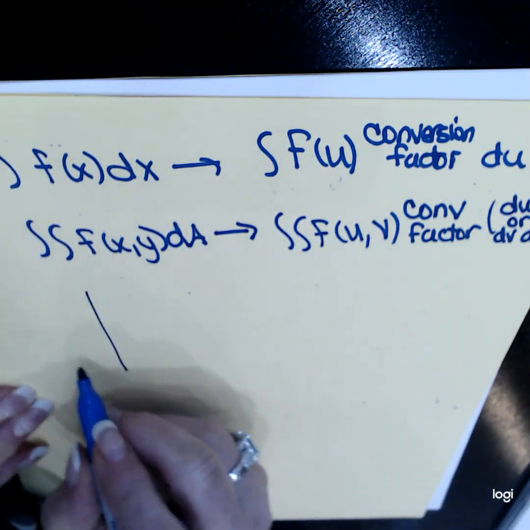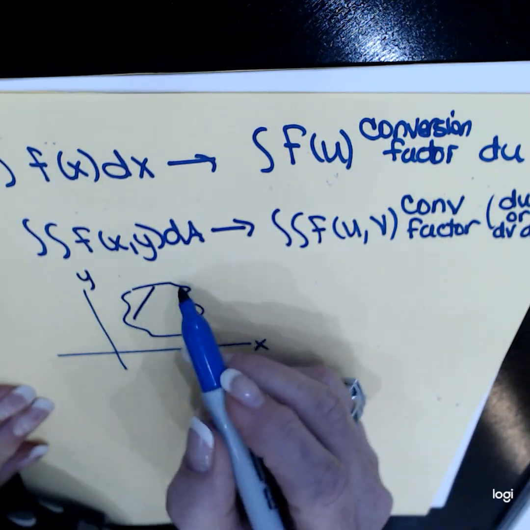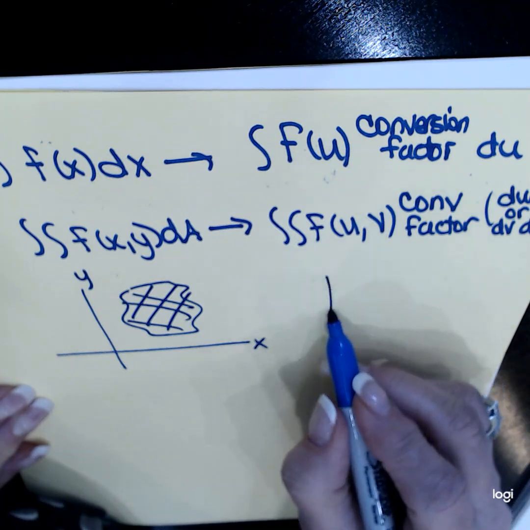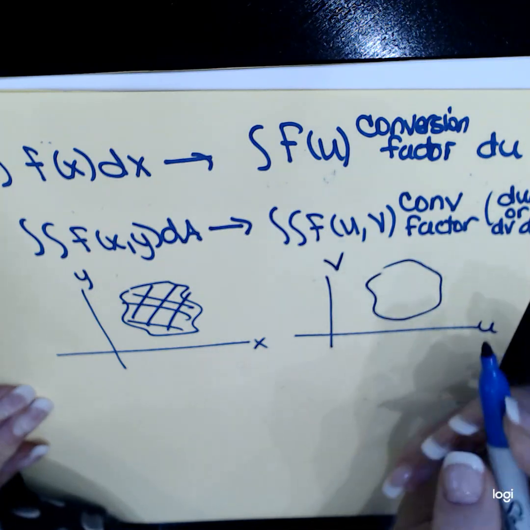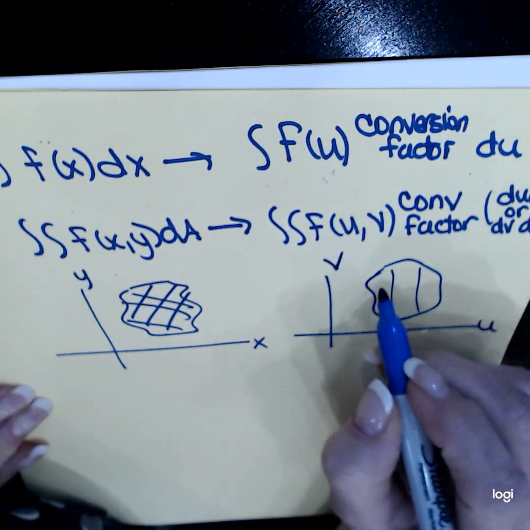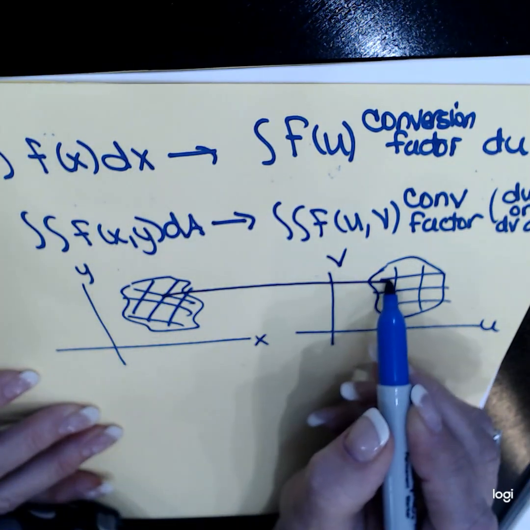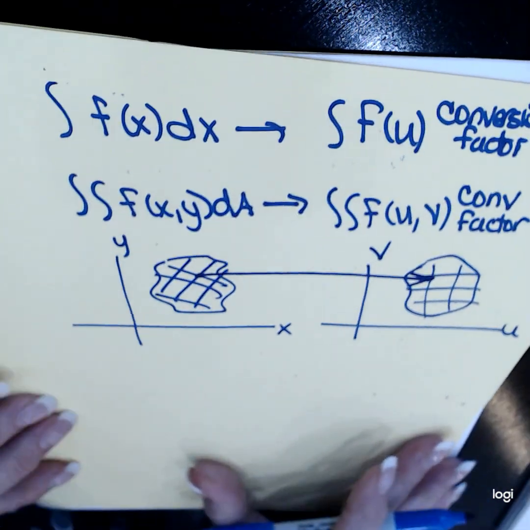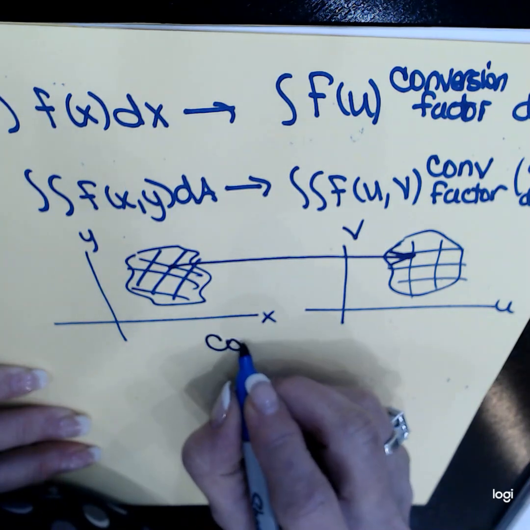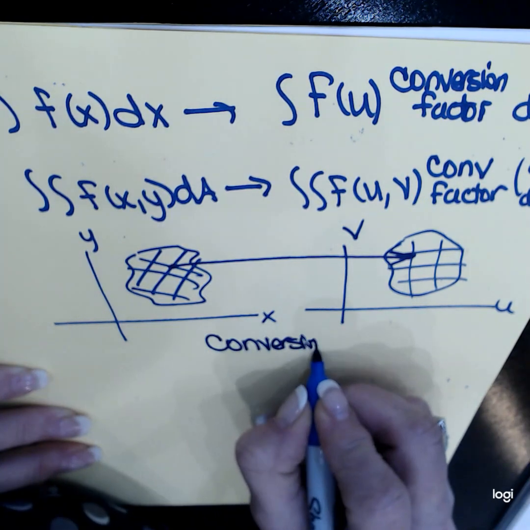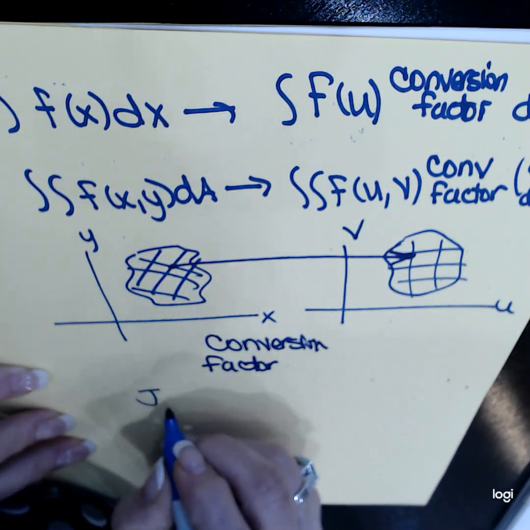So basically what we have happening here, instead of just mapping a single variable x over to a single variable u, we're going to take some region in, say, the xy plane, and we are going to do a linear map which converts it over to an area then in the uv plane. Every single point in the xy plane will get mapped over to a point in the uv plane. And the conversion factor that we are using here is called the Jacobian.